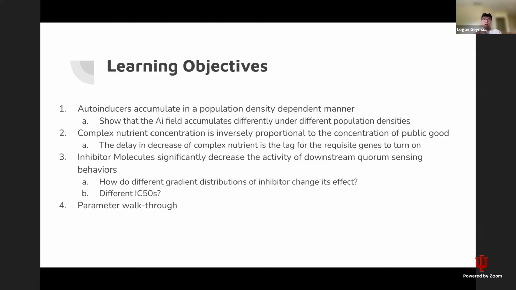And then we also wanted to demonstrate that complex nutrient concentration was inversely proportional to the concentration of public good. So as public good rises, that complex nutrient should decrease. And the cool thing we really wanted to emulate was a delay. So as it rises, after a short delay, we then see the decrease. And that's because bacteria can't instantly switch genes on.